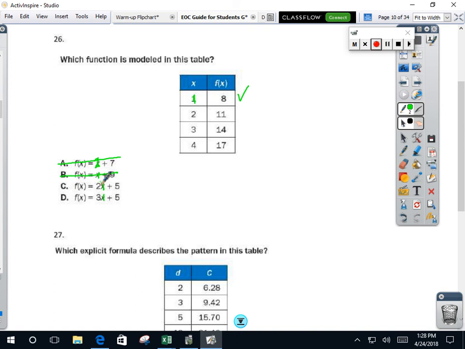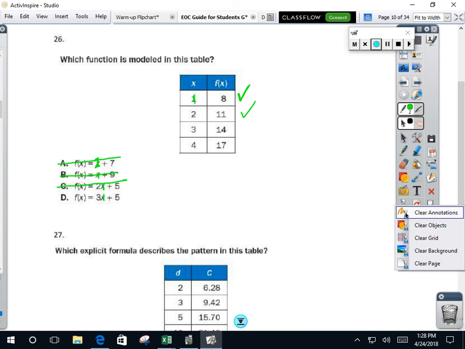When you do C, 2 times 1 is 2. 2 plus 5 is 7, but we're looking for an 8. And then D, 3 times 1 is 3. 3 plus 5 is 8. Then plug in a 2. 3 times 2 is 6. 6 plus 5 is 11.